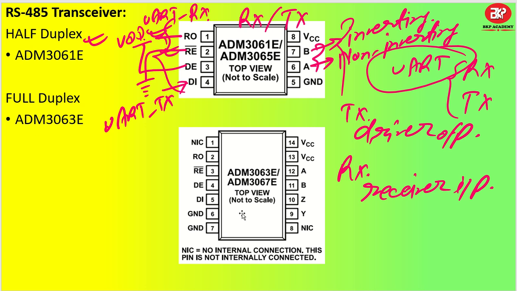Now in full duplex, almost all the ICs have the same configuration, same pin numbers and all. As you already know, RO, RE bar, DE, DI, all these pins have the same names and the same functionalities. However, it has two extra pins, which are Y and Z. So YZ and AB now have separate functionalities. In this full duplex case, AB will be acting as receiver input only, and YZ will be acting as driver output. Understood? That's it.